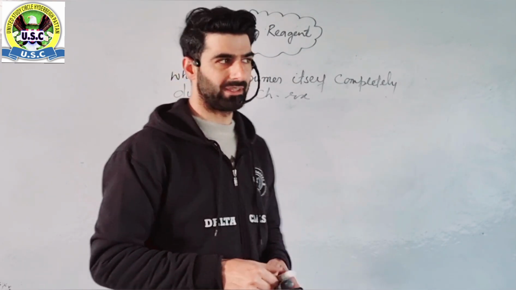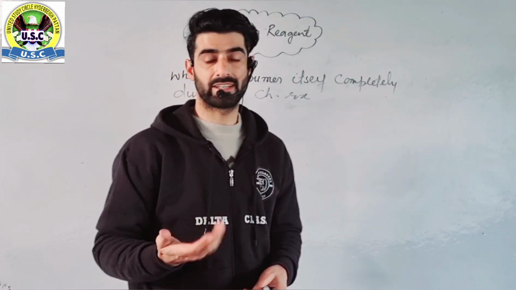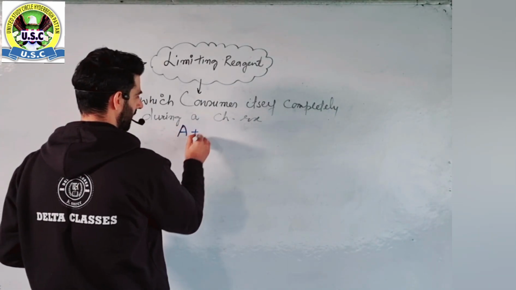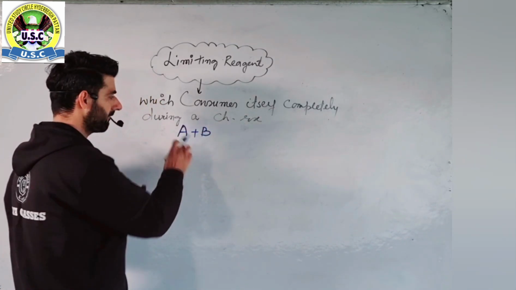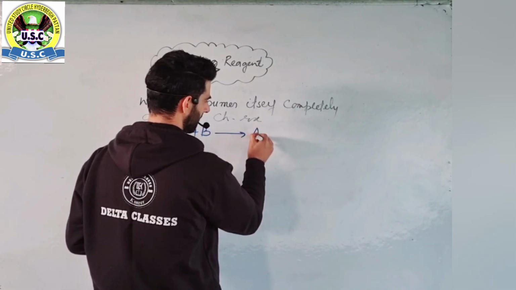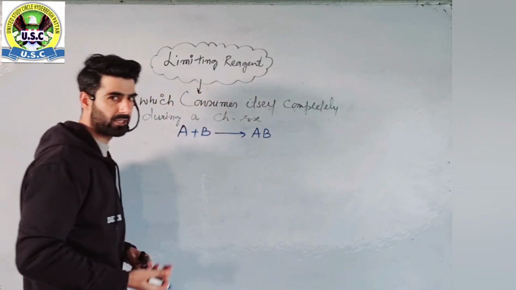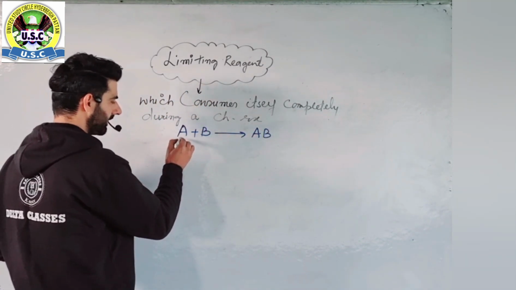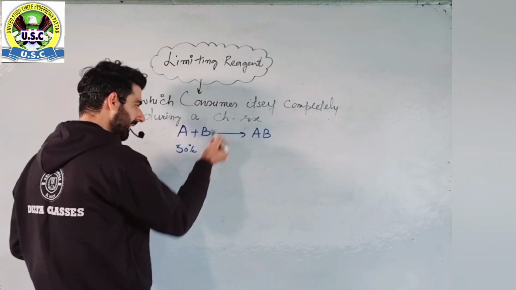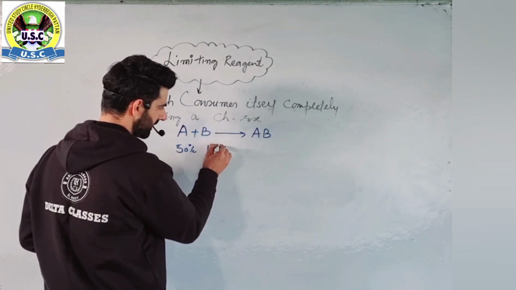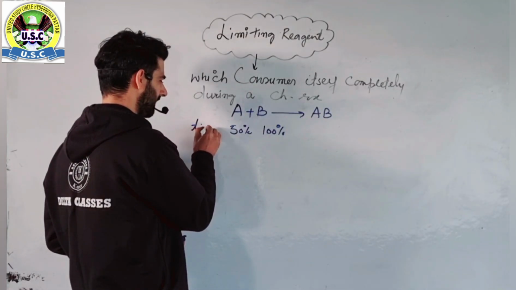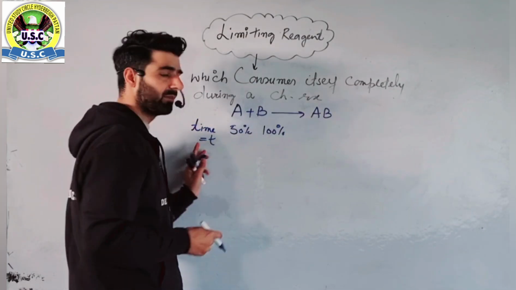Let's go for an example in order to explain it properly. Say I have got A reactant and I have got B reactant. If A and B combine with each other, obviously they give us product AB. If A reacts 50% with B and B reacts 100% with A, suppose at time t.